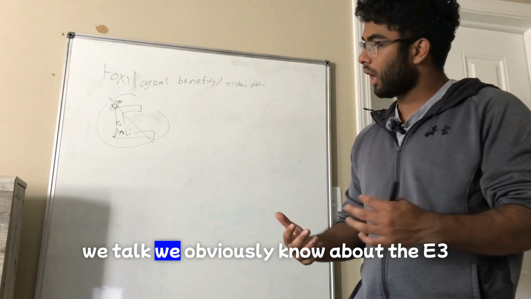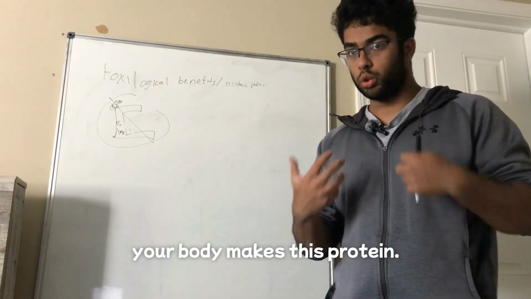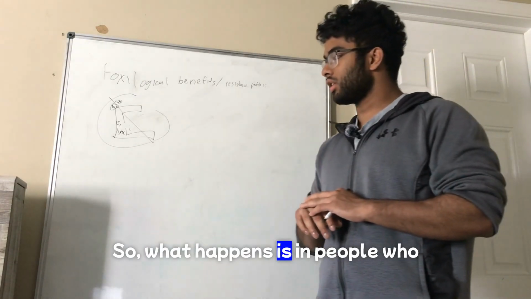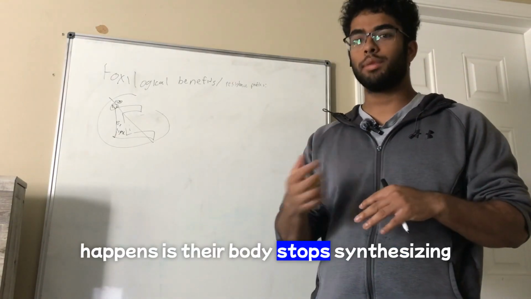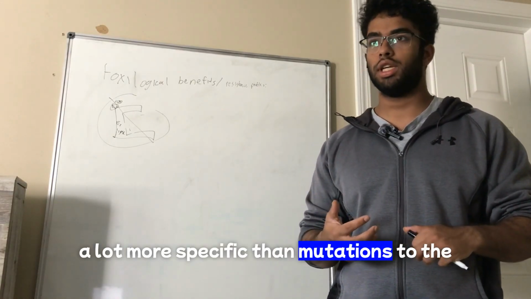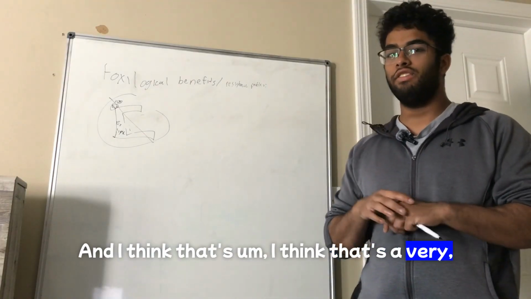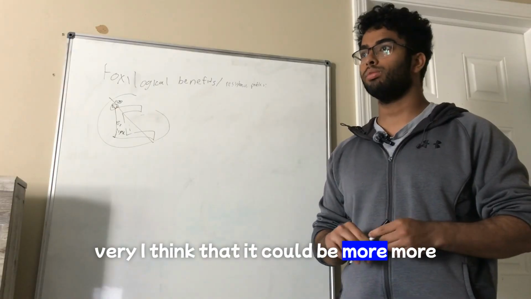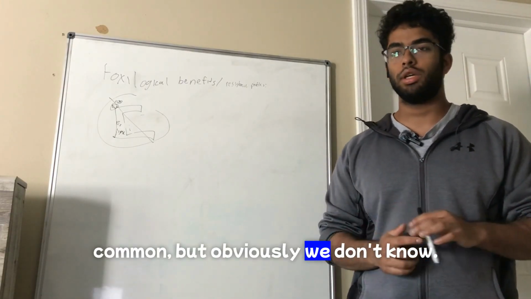So we obviously know about the E3 ligase, right? This is the protein that is made by you. Your body makes this protein. Okay? So what happens in people who develop resistance to PROTACs is their body stops synthesizing this protein. And I think that's a lot more specific than mutations to the protein, and thus a little bit less common, but obviously we don't know.